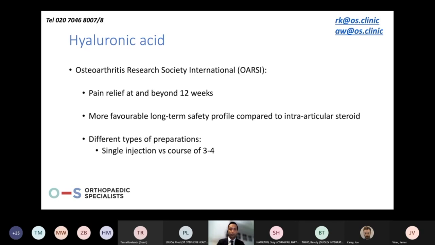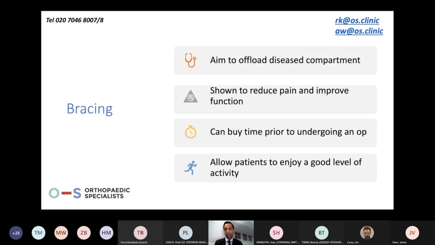So how does bracing work in osteoarthritis? Well, the point is to offload the diseased compartment. It can really reduce pain and improve function, and it may buy some time before undergoing a procedure. It's not unusual for me to have patients who do a lot of walking as part of their jobs to have offloader braces, and they can do their day-to-day activity without any major issues.